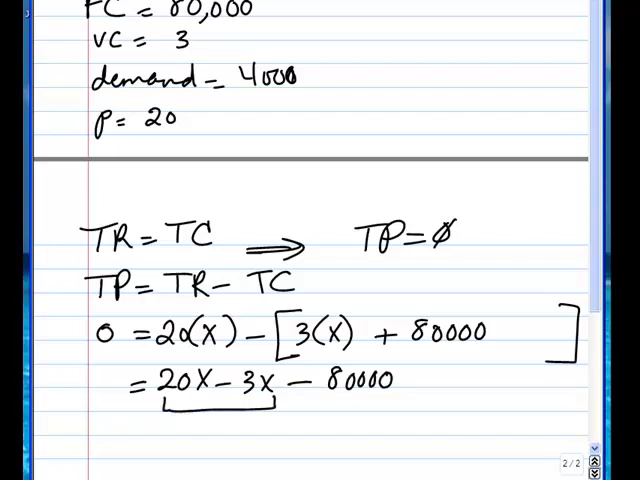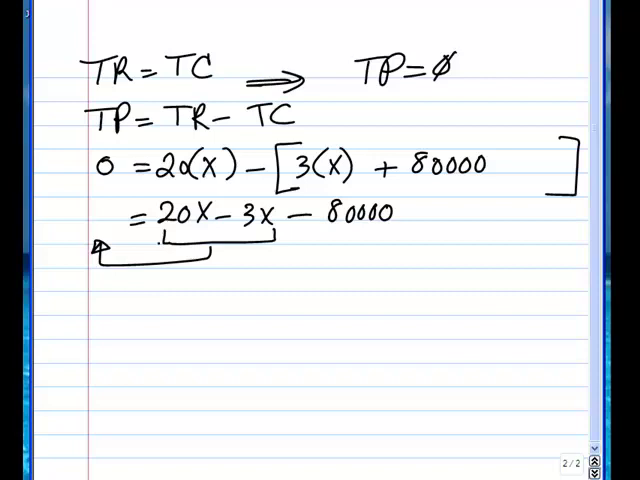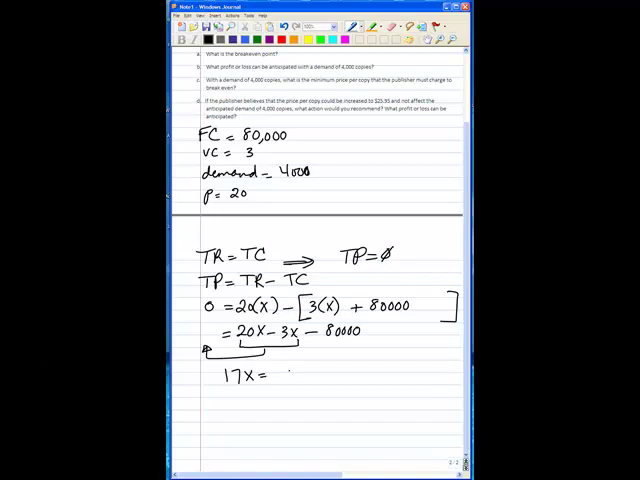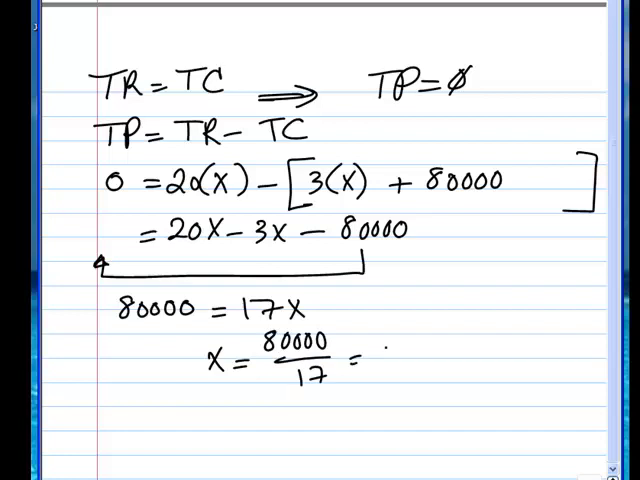Taking these two terms to the other side, we'll end up with 17x equals, I'm sorry, we'll take the 80,000 to the other side, and the sign changes. So we end up with 80,000 equals 17x, since 20x minus 3x is 17x. So we solve for x being 80,000 divided by 17, which is 4,706 units, or copies of books.